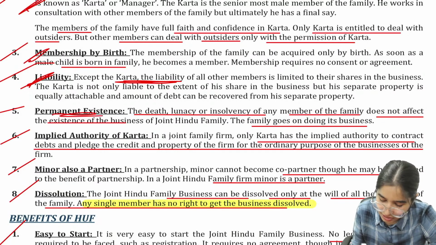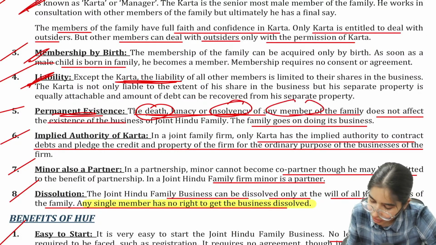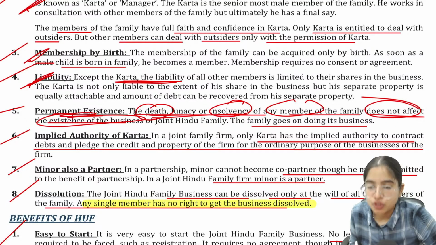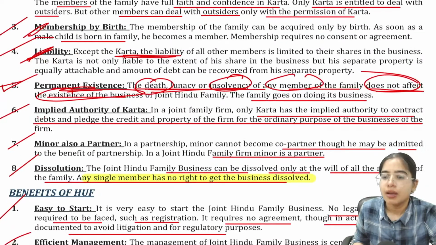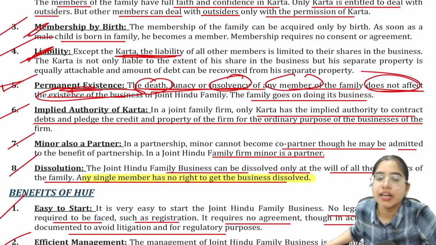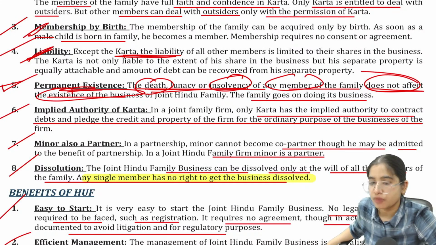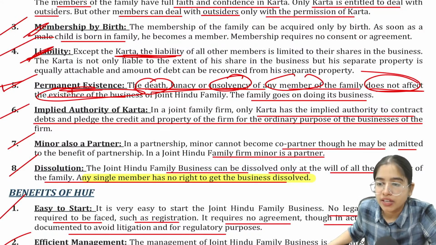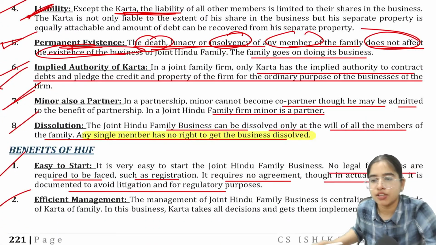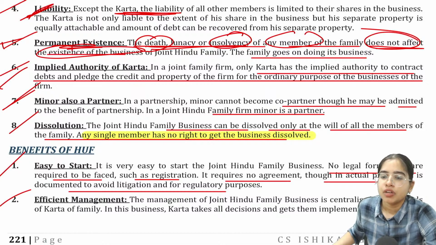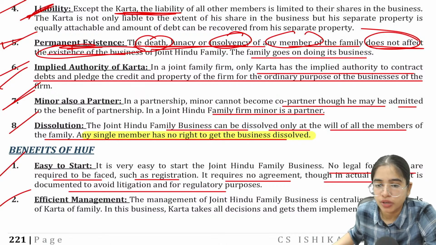Permanent existence. Death, lunacy, or insolvency of any member does not affect the existence of HUF, which means that even if a member dies, it doesn't mean HUF will close. HUF has a permanent existence. Implied authority of Karta, which means that if you want to do any contract in the name of HUF, who has authority to enter into that contract? Karta. So Karta has authority to enter into contract on behalf of HUF. Can a minor become a partner in HUF? The answer is yes. A minor can become a partner, because by virtue of your birth, you can become the partner.